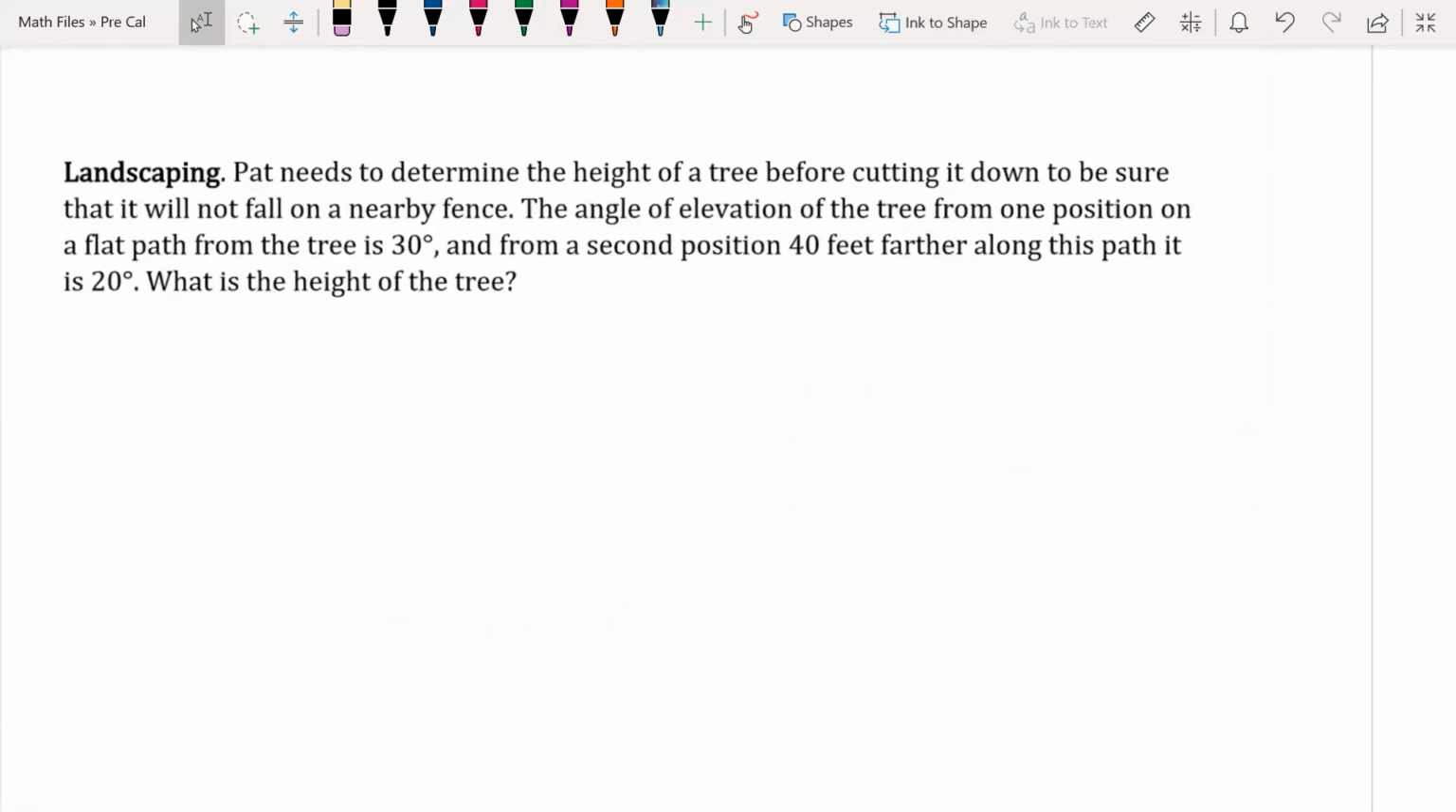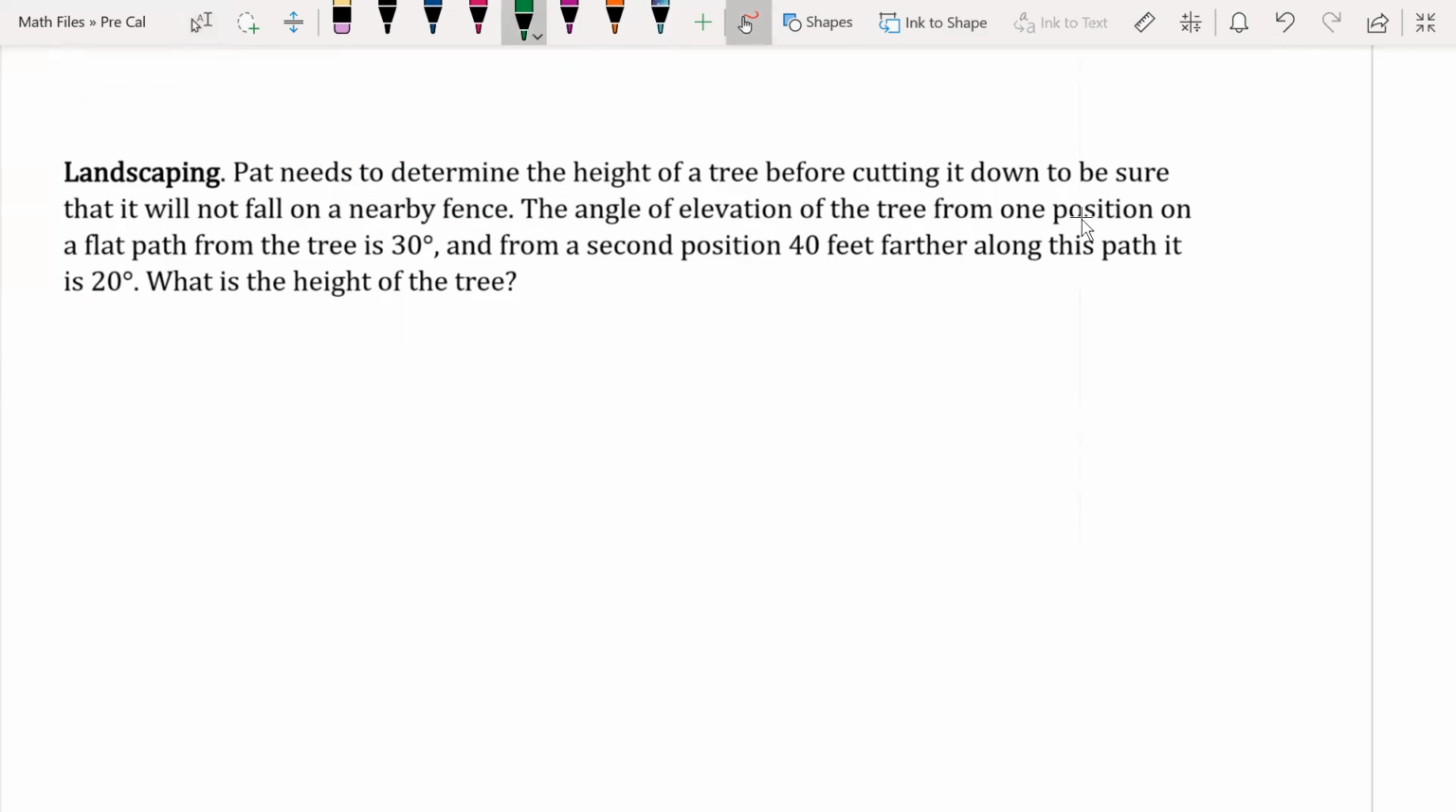Pat needs to determine the height of a tree before cutting it down to be sure that it will not fall on a nearby fence. The angle of elevation of the tree from one position on a flat path from the tree is 30 degrees, and a second position 40 feet farther along this path is 20 degrees. What is the height of the tree?